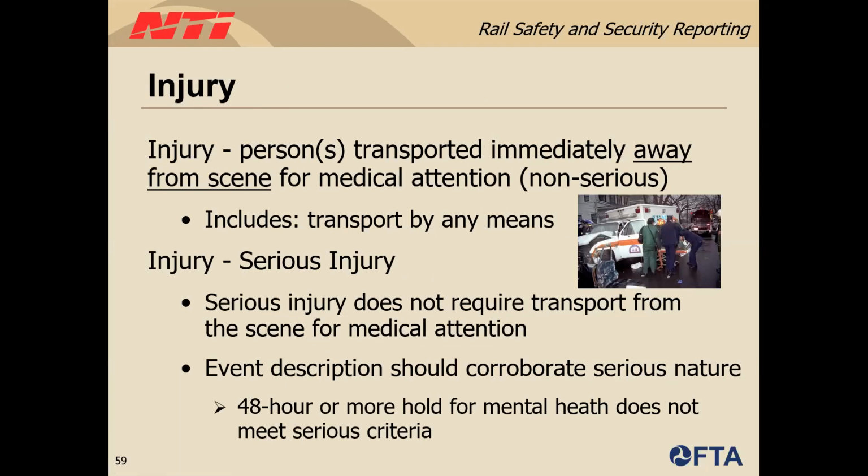Injuries. As we've mentioned, there are two types of injuries. An injured person is a person that's transported away from the scene for medical attention, which is considered to be a non-serious injury. This includes transport by ambulance, transport by private vehicle, or any other mode of transport. An injury may be deemed serious, which does not require transport from the scene. Whenever you report a serious injury, please try and describe the nature of the injury in the event description to corroborate the serious nature that you're reporting. This really helps us validate these serious injuries and make sure that they are applicable.